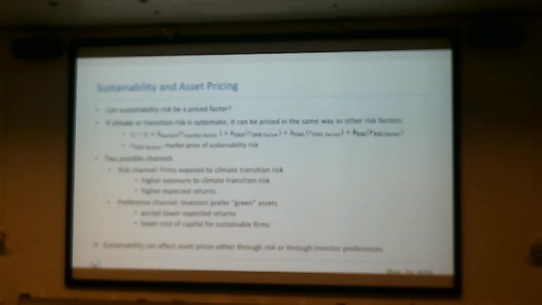But what comes out of the APT model is this risk channel. If firms are more exposed to this ESG or sustainability risk factor, then investors expect a higher return, because otherwise they don't want to invest in the stock. So in principle, sustainability can definitely affect asset prices through risk, but also through investor preferences.